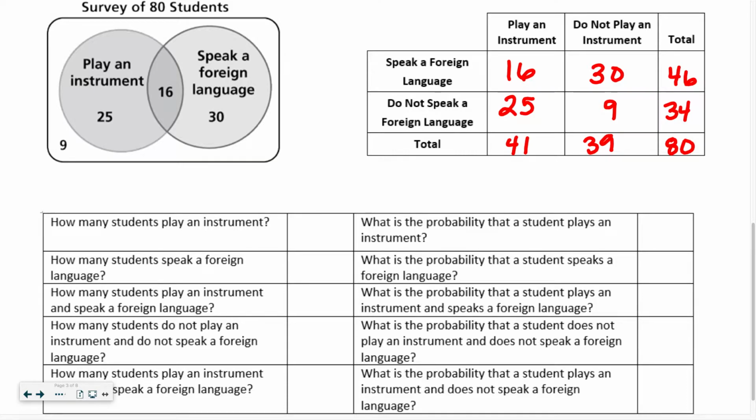Either way is fine. I'm going to write a fraction or the setup and the decimal.